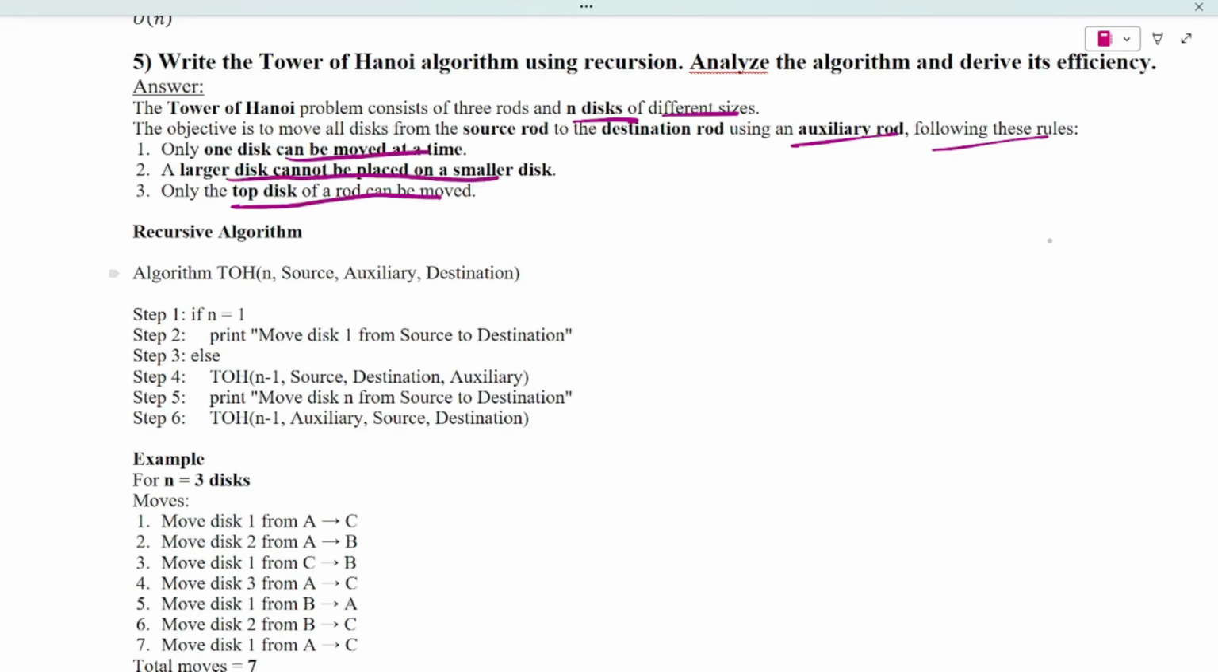On top of the disk, only the top disk which is up can be moved. If there are 3 here like this and here 1, this only can be moved. That is the criteria that you have to follow in Tower of Hanoi, okay.